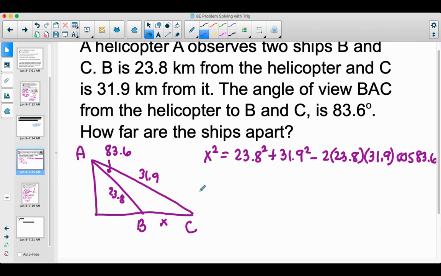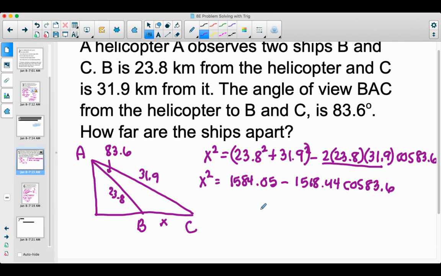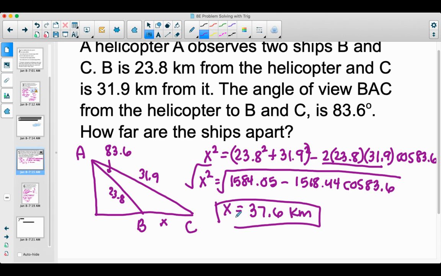Okay, and if we do this part right here, I end up with x squared is equal to 1584.05 minus, and then if I multiply this right here, I have 1518.44 times the cosine of 83.6. And then I have to take the square root of both sides. So I'm going to take the square root of that whole entire thing. And when I type that into my calculator, I find x to be 37.6, 3 sig fig. And so 37.6 kilometers is the distance between the two boats.